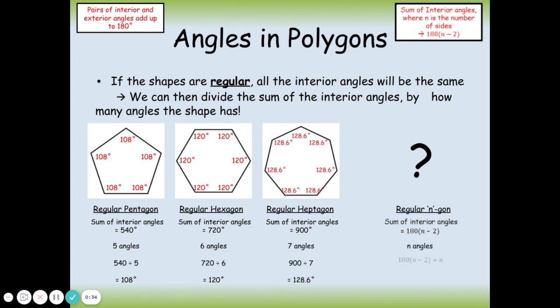So n equals the number of angles, and then you can work out the number of triangles on the inside of a shape, and that will give you the number of degrees per corner, or per angle, within the shape.